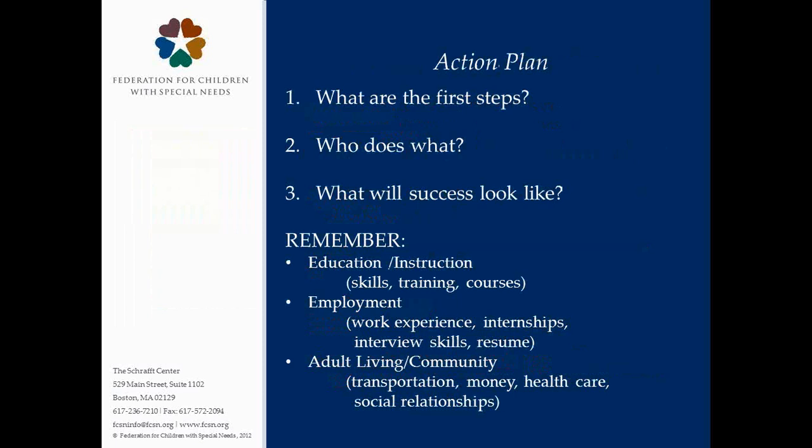So what's the action plan here? And this is based on the transition planning form, I believe, right, Terry? So the action plan is 3 steps. What are the first steps? Who does what? And what will success look like? And again, you want to remember those big 3, the education, the employment, and the adult living and community involvement.